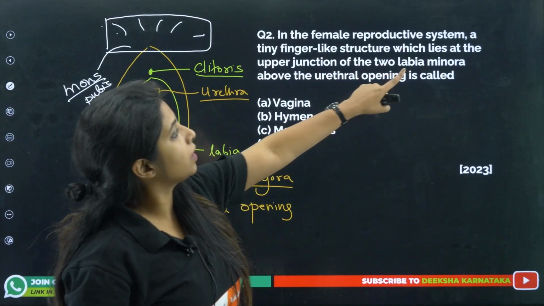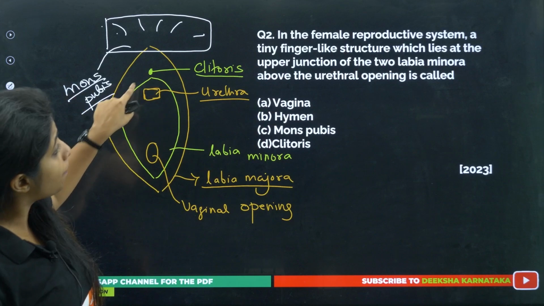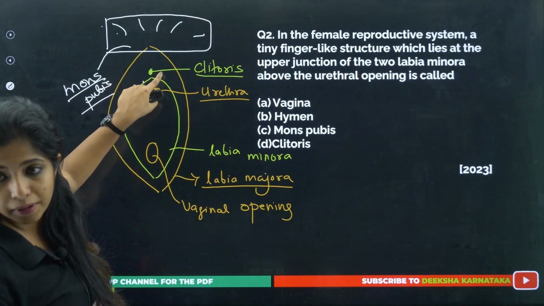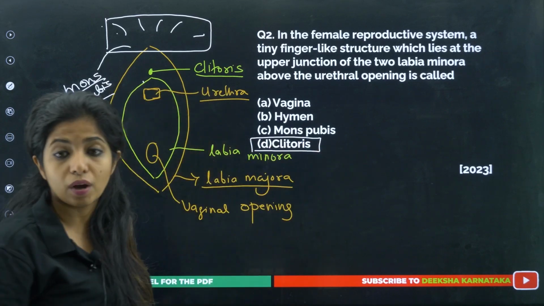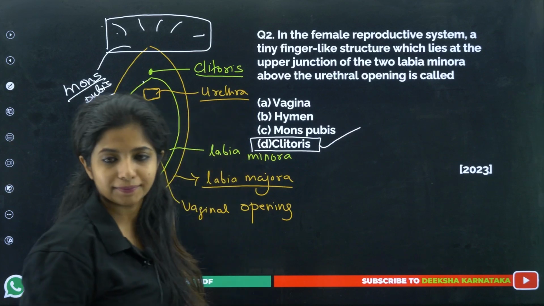Now, in the female reproductive system, a tiny finger-like structure which lies at the upper junction of the two labia minora above the urethral opening will be known as what, children? Clitoris. This came in 2023. I hope you got the answer.